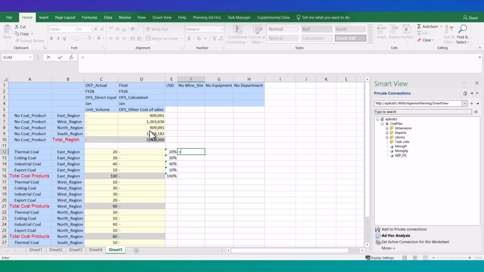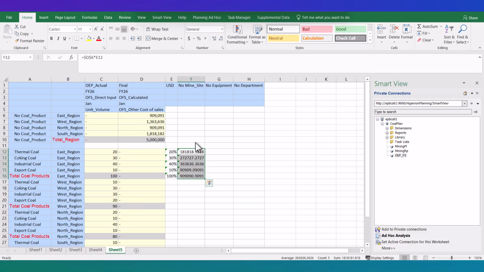And the value is calculated as 909. So it's only East region, right? So we need to take only the East region value into the percentage. So if we see here, 9090901 is what is present in the East region. So total also we got the same value. Let me validate that. So East region value minus total coal product. So it is 0. So this is what the value we expect once the allocation runs. Hope the concept is clear.